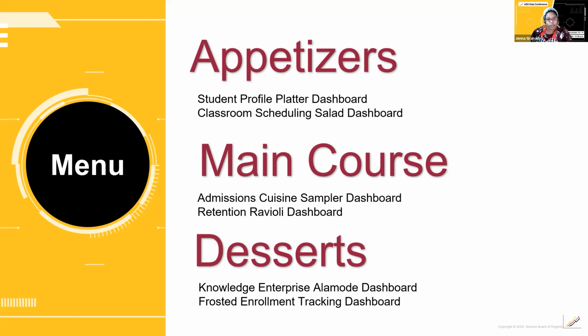As you can see, we've got some appetizers for you. We've got the student profile platter dashboard and our classroom scheduling salad dashboard. When we move on to our main course, we have our admissions cuisine sampler dashboard and our retention ravioli dashboard, and we've got 2 desserts for you: the knowledge enterprise Alamode dashboard, and then our frosted enrollment tracking dashboard. So I hope you're hungry and ready to eat. We're going to get on into our appetizers first.